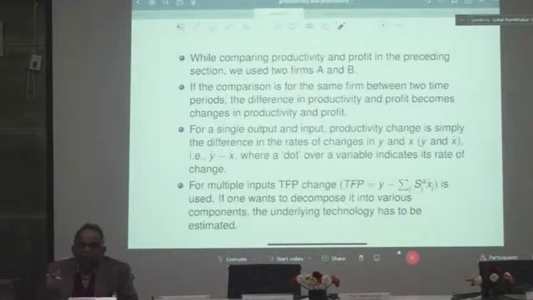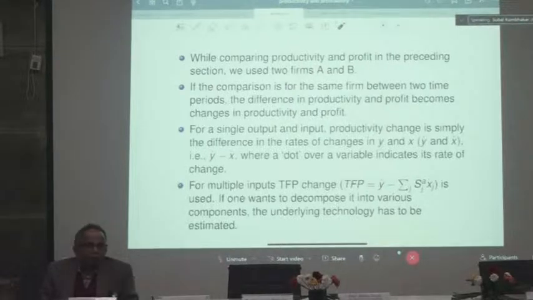So productivity change, like anything, is the rate of change in productivity. So how do you define rate of change? If the variable is x, how do you define a rate of change in x? I'm just talking about a variable x, okay? And how do you define rate of change in x? Okay, the derivative of log x with respect to time.